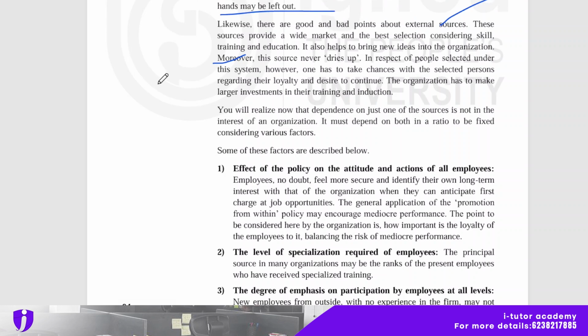In respect of people selected under this system, however, one has to take chances with the selected person regarding their loyalty and desire to continue. The organization has to make a larger investment in their training and induction.